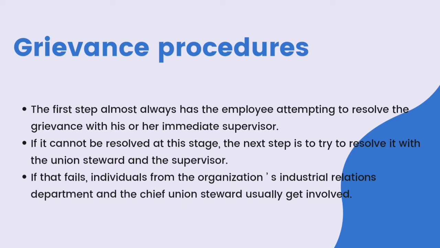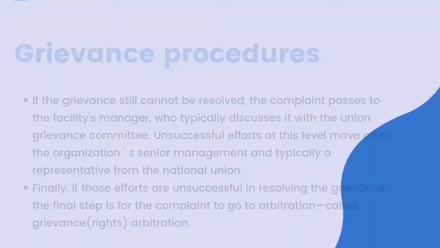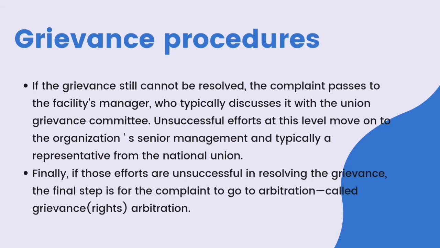If that fails, individuals from the organization's industrial relations department and the chief union steward usually get involved. If the grievance still cannot be resolved, the complaint passes to the facilities manager, who typically discusses it with the union grievance committee, and successful efforts at this level move on to the organization's senior management and typically a representative from the national union. Finally, if those efforts are unsuccessful in resolving the grievance, the final step is for the complaint to go to arbitration, called grievance arbitration.